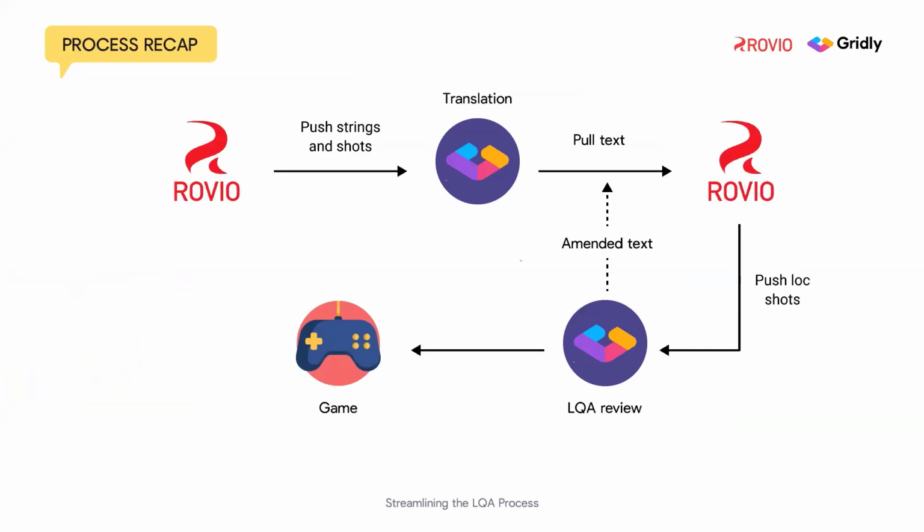Okay, so just to recap that process. We have Rovio pushing strings and shots here for translation, pulling that translation text back, and then pushing the lock shots in for LQA review. Then we have this loop here that goes on for as much as required. And then once all is good, it goes back into the game.